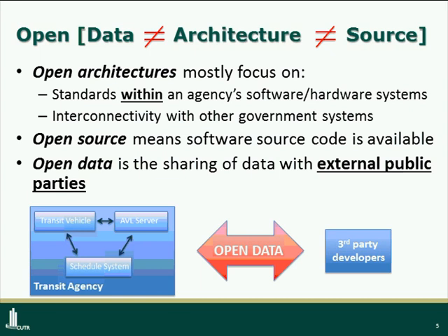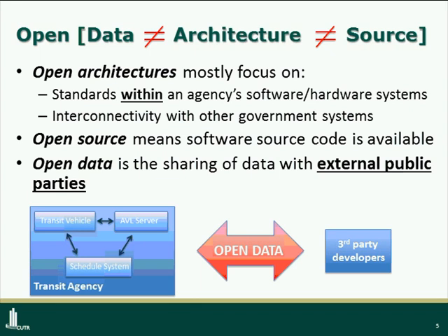We also encounter open architectures when we're talking about government 2.0 or open government systems that interface with other government systems. But these open architectures typically don't necessarily include access by external developers. So you can have an open architecture within an agency, but if that is not open to the general public to have access to, it's not considered open in terms of open data.